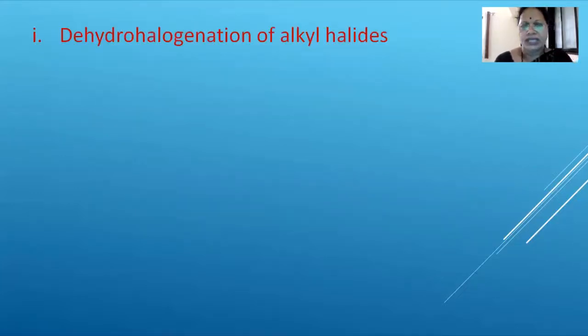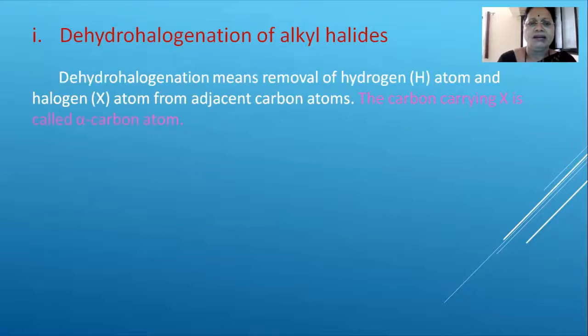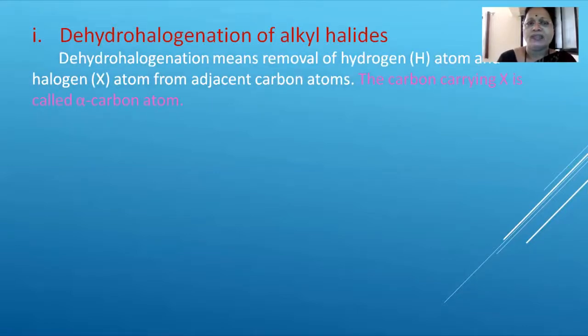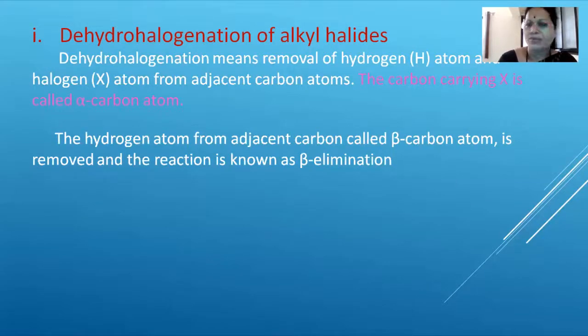So in this elimination reaction, first elimination is dehydrohalogenation of alkyl halide. D means to remove, hydro means hydrogen, and halo means halogen. So hydrogen and halogen from adjacent carbon atoms are removed here to form the corresponding alkene. Here, in dehydrohalogenation, hydrogen and halogen are removed from adjacent carbons. The carbon carrying X is called alpha carbon, and the hydrogen from the adjacent carbon, called beta carbon, is removed in this reaction. Therefore this reaction is also called beta elimination reaction.